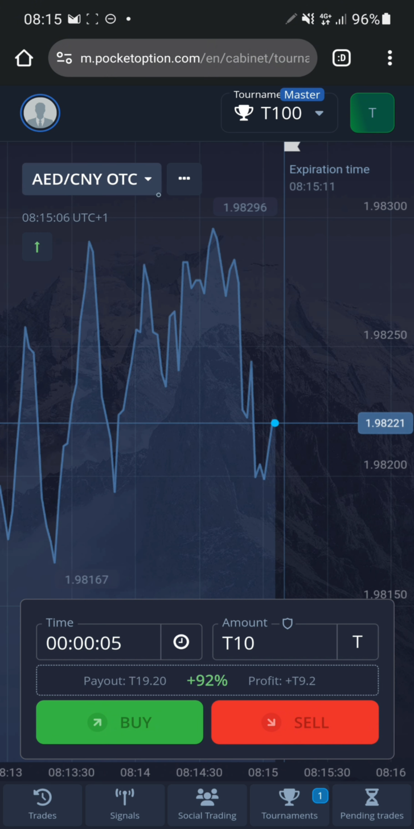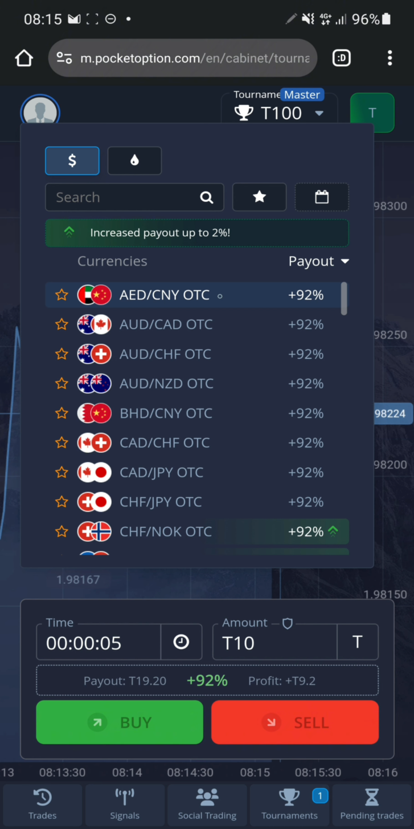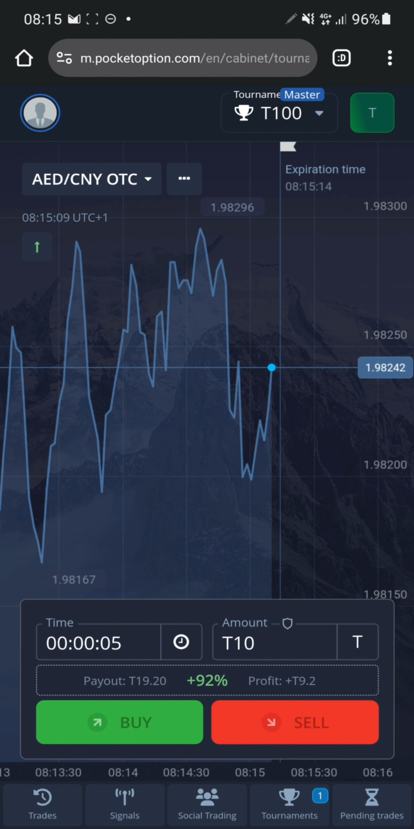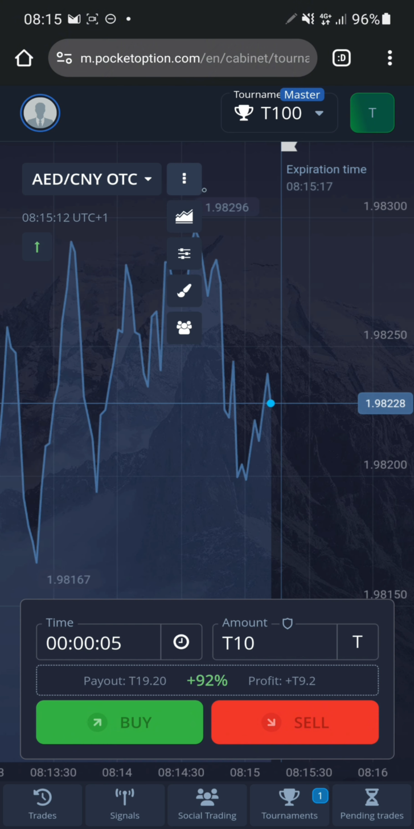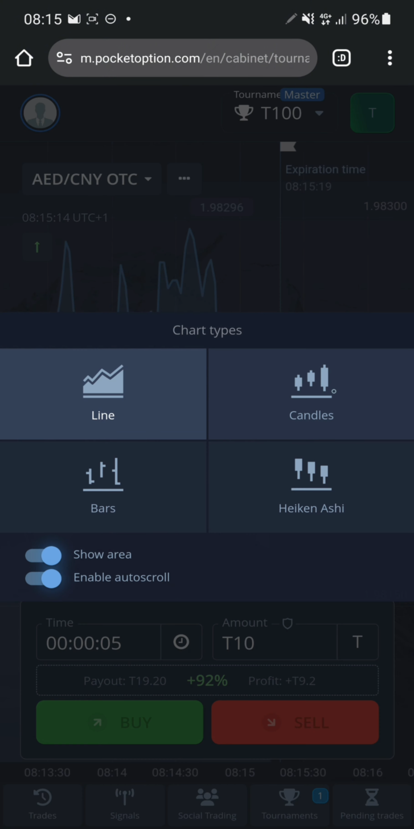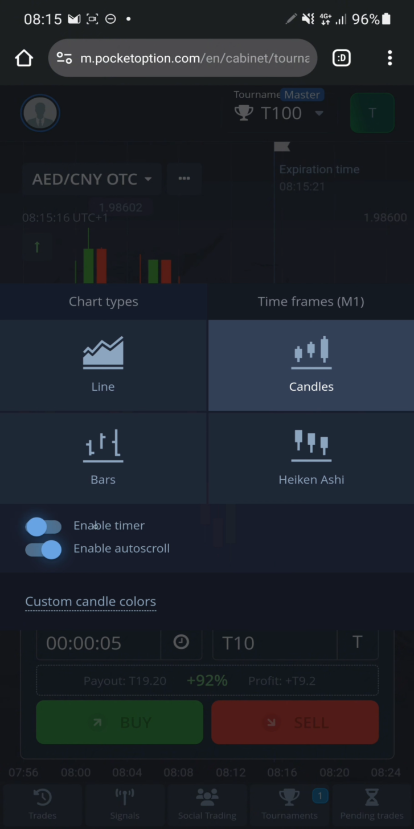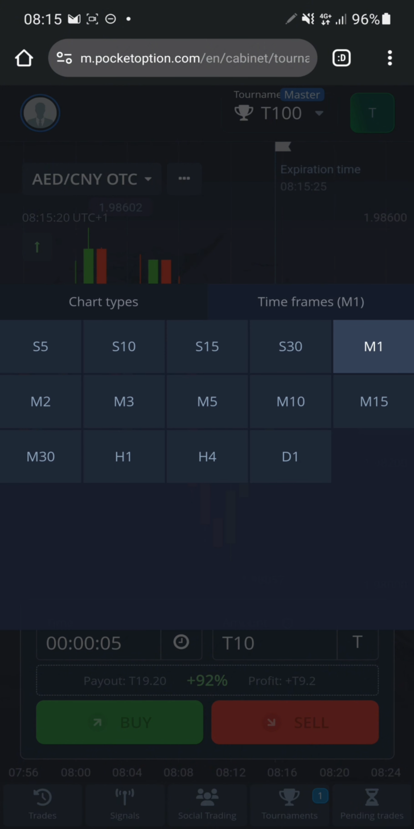So I'll choose this one. I'll choose this currency pair, AED CNY. Then I'll go into this area. I'll change it to candlesticks, enable timer, and disable this auto scroll so that it doesn't just scroll. Then I'll come to this time frame.